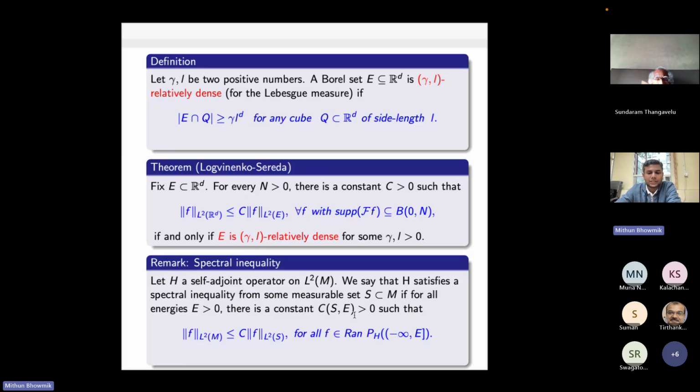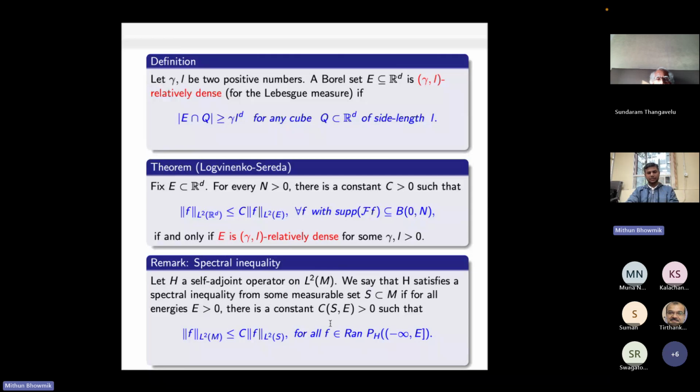But if there exists some constant C that depends on the subset and some energy E, so that whenever we have a function that is spectrally restricted, so I'll take the function whose spectral projection goes up to the energy E. So on the spectral side, I'll take the projection up to energy E. So if I consider all those functions, then I can recover the L2 norm of the entire space M from its L2 norm on some subset S. If this kind of inequality is true, then I'll say this set S satisfies the spectral inequality.